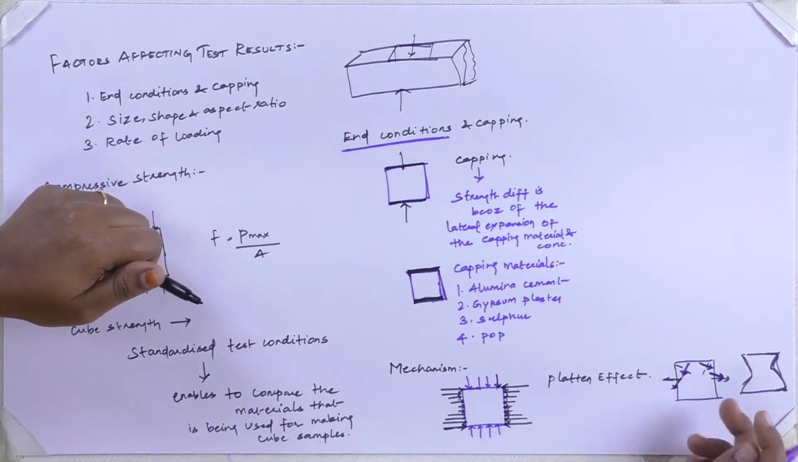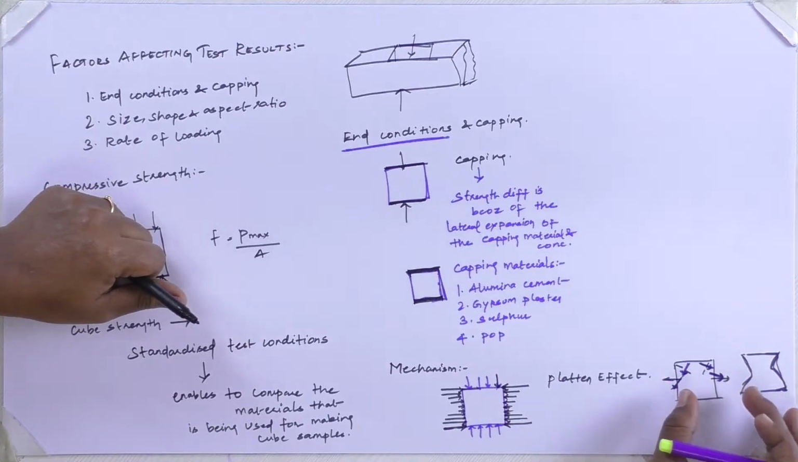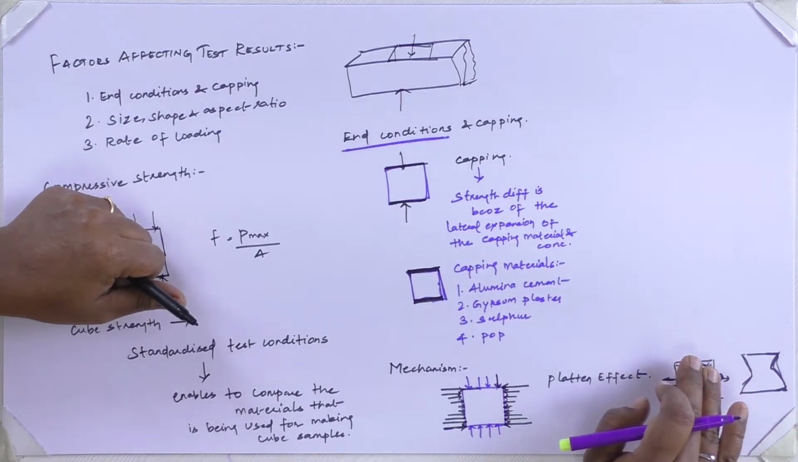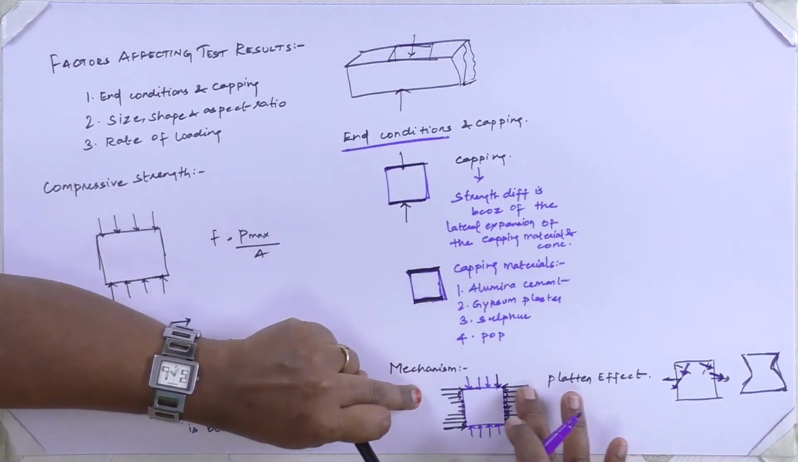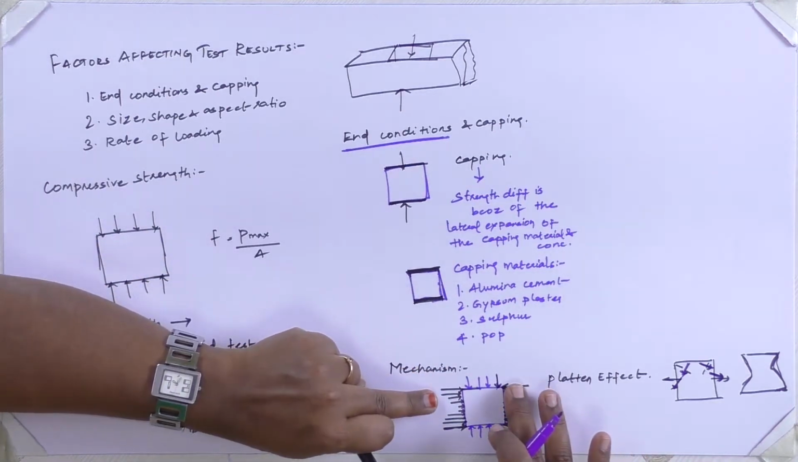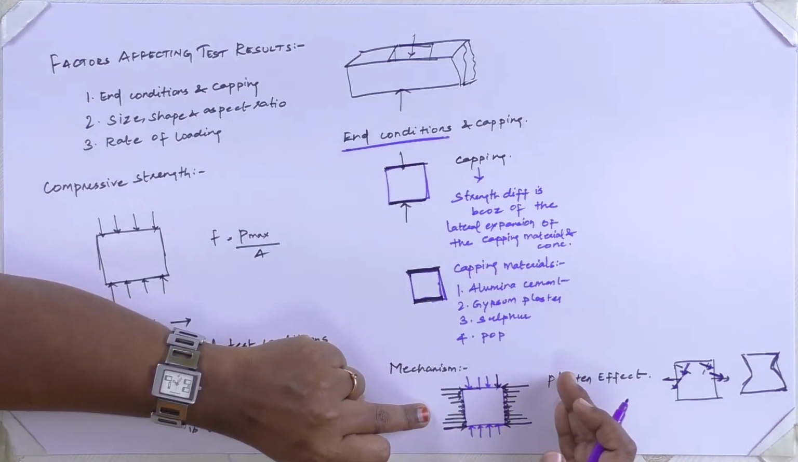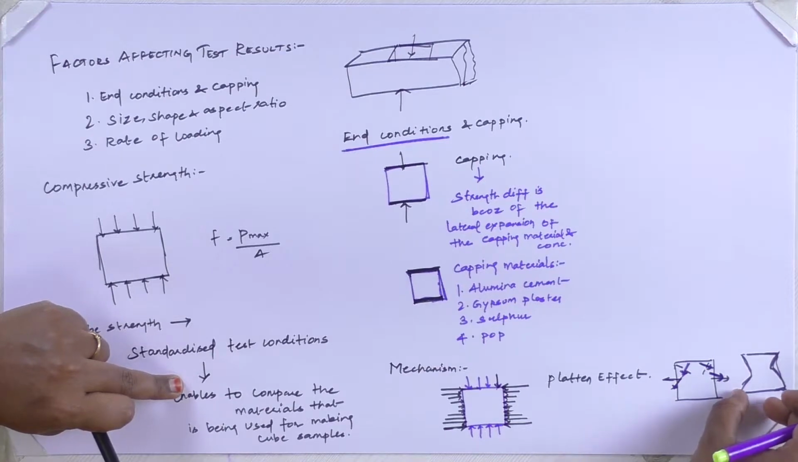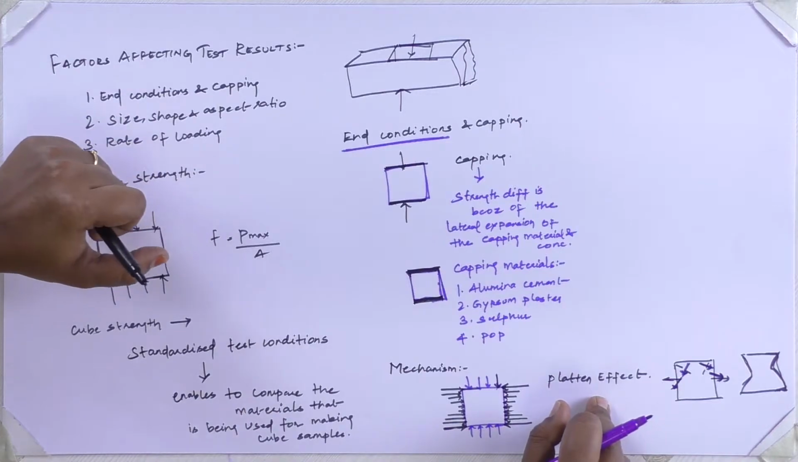Here an opposing force is acting against the horizontal or transverse movement on load application. That is, we are applying load, but there is a frictional force acting in this direction, the opposing force to the horizontal movement, and that is the reason why we get the failure pattern of a cube in this manner, and this effect is called the Platen effect.